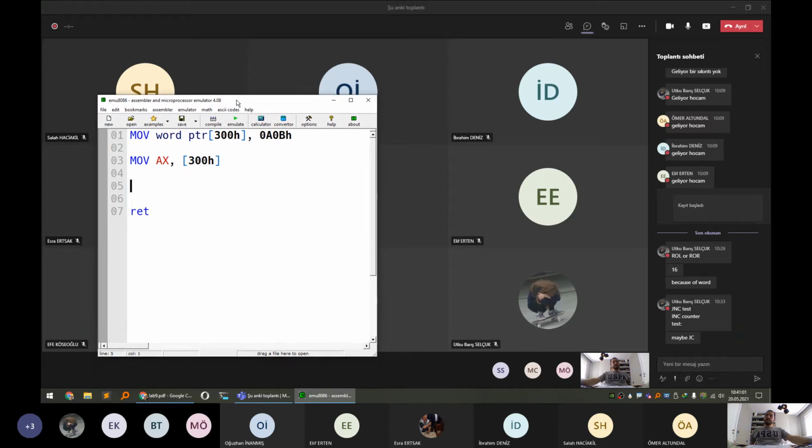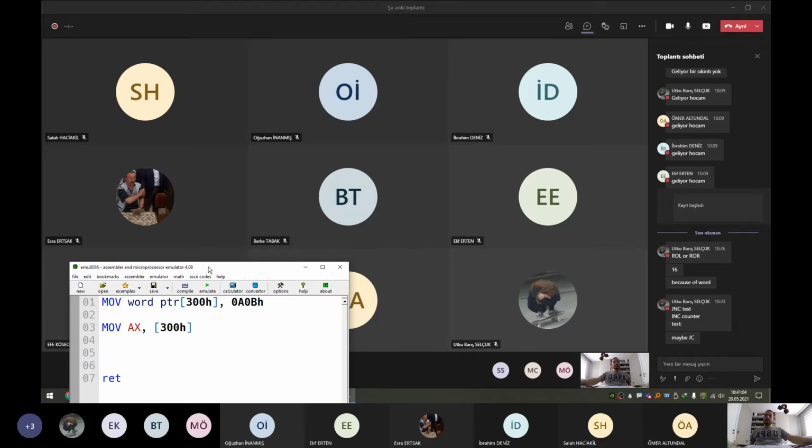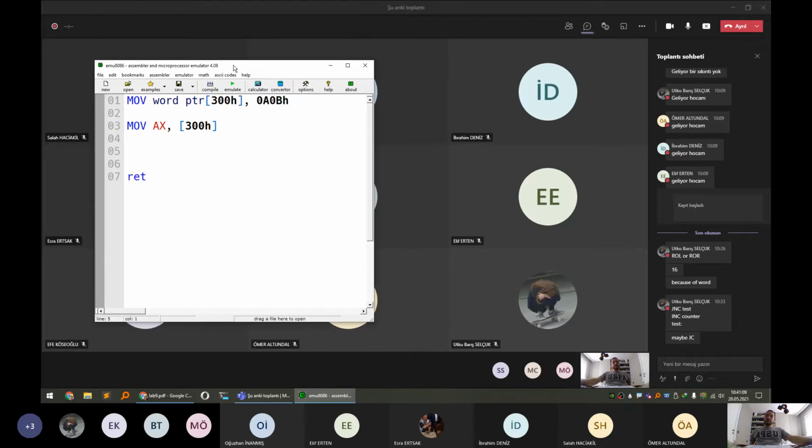Utku, any idea? Salah, Esra, Efe, Berke, any idea, guys? This is a bit important. This is a bit basic, fundamental topic. How can you understand if a value or memory is negative or not? A signed memory, a signed value, is negative or not?